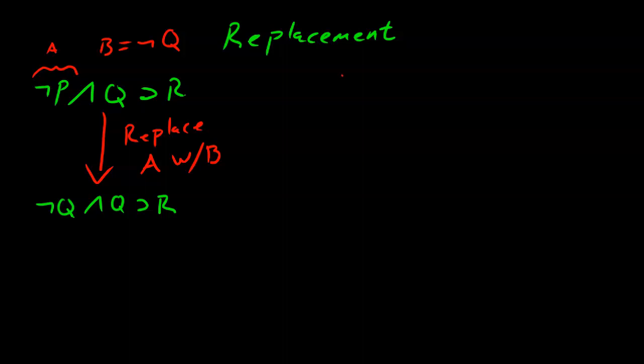More generally, if we have a formula CA, which contains a formula A as a consecutive part, and we replace A with B in CA, we then create the new formula CB.